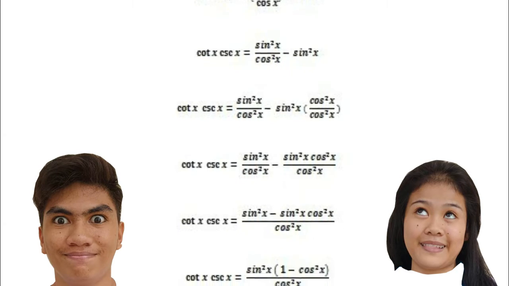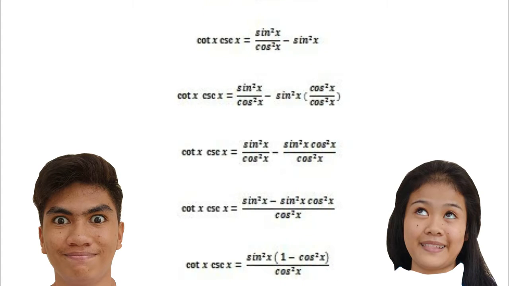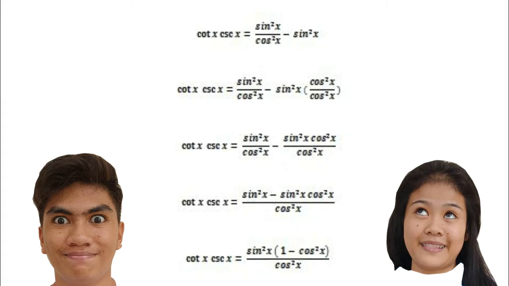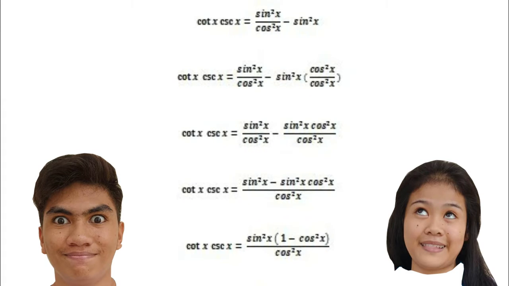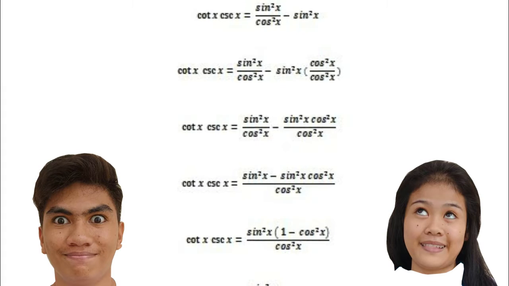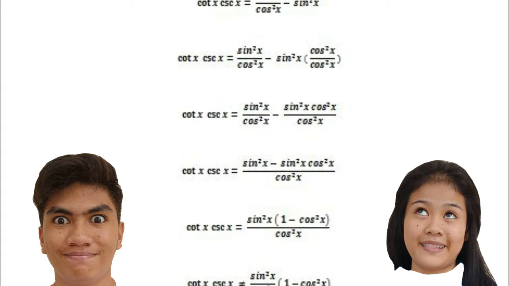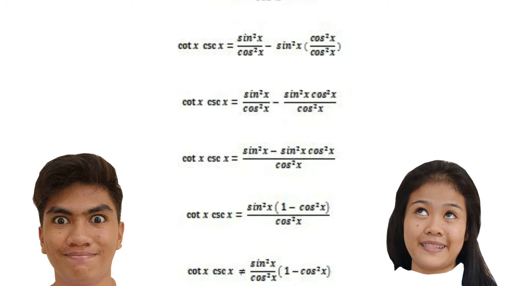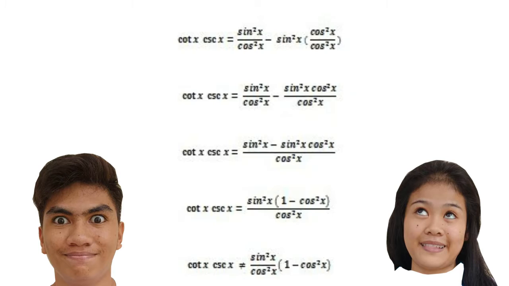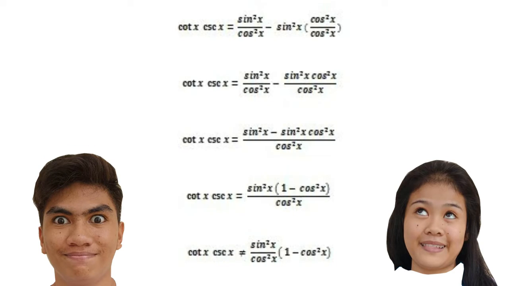Then you can combine the two fractions because they have the same denominator. So sin squared x minus sin squared x cos squared x over cos squared x. As you can see, you can factor out the numerator. So the factors are sin squared x times the quantity of 1 minus cos squared x over cos squared x. And sin squared x over cos squared x times the quantity of 1 minus cos squared x is not equal to cotangent x cosecant x.